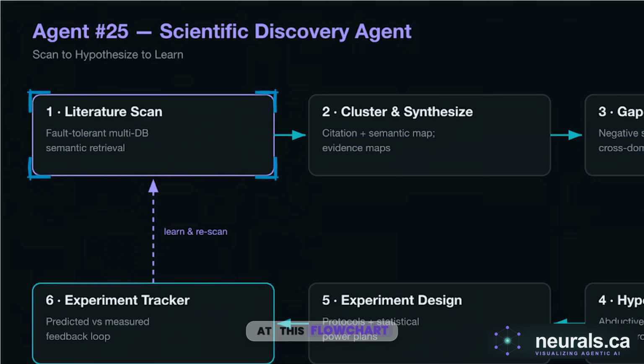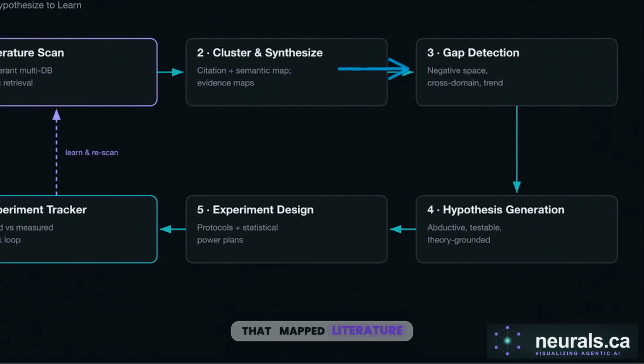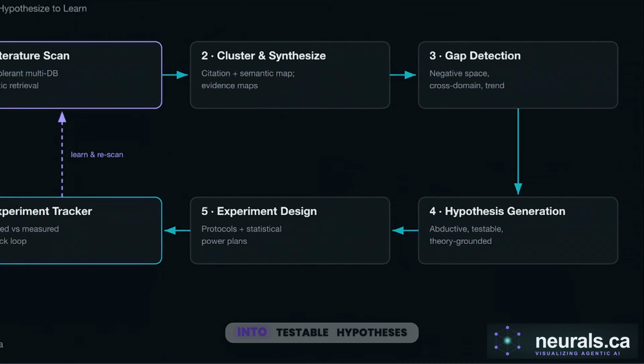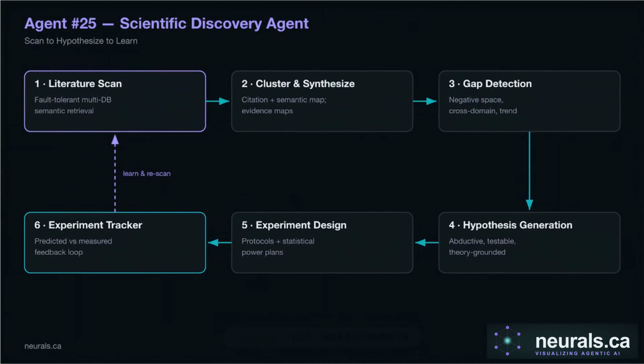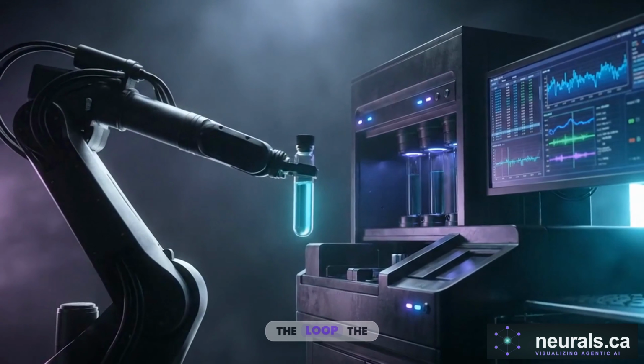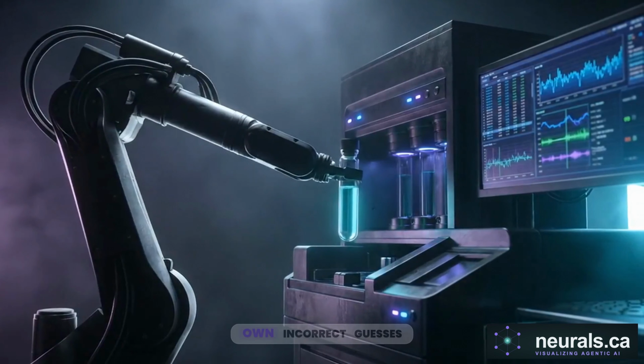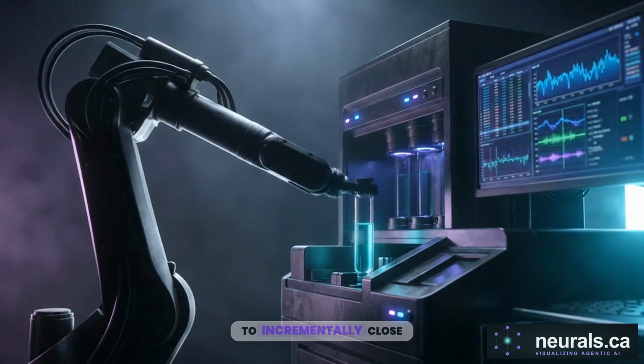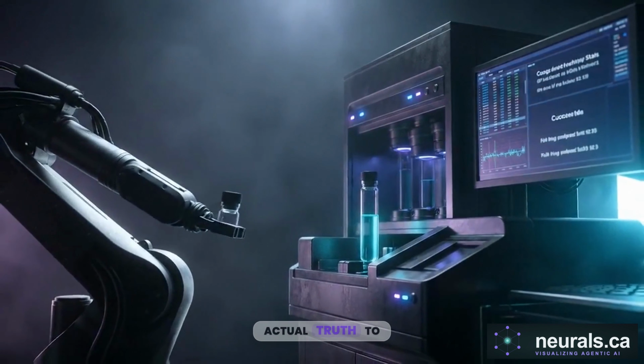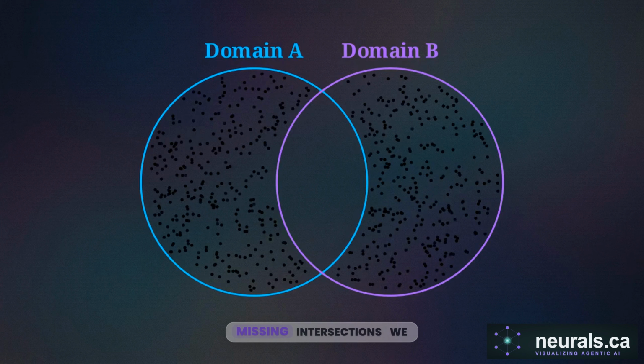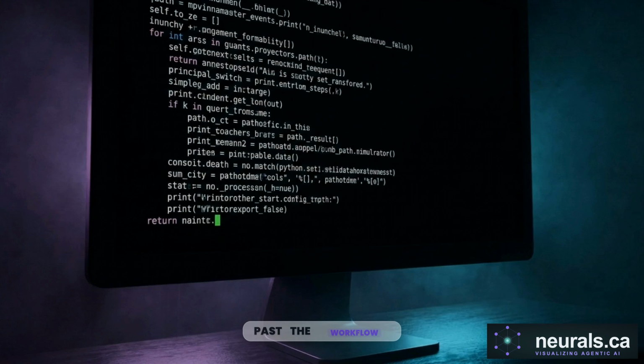Looking at this flowchart, the agent first scans databases and clusters retrieved abstracts. It then scans that mapped literature to find empty intersections. Next, it translates those gaps into testable hypotheses. Finally, lab measurements flow back, driving down prediction error. By feeding measured reality back into the loop, the architecture weaponizes its own incorrect guesses to incrementally close in on the actual truth.